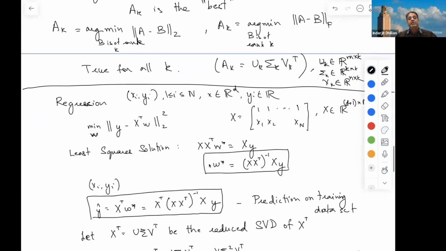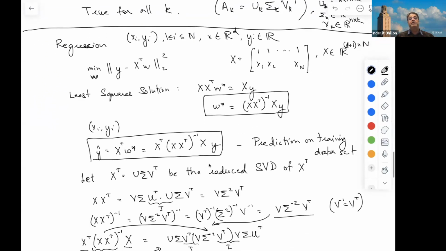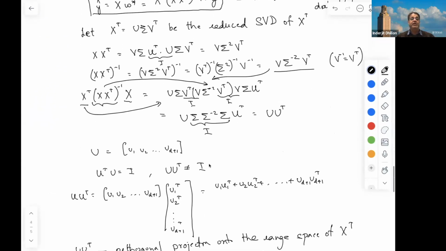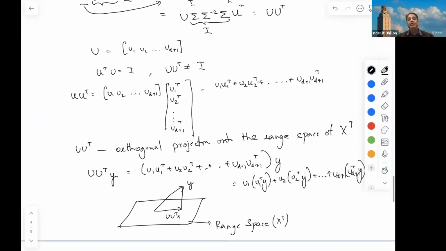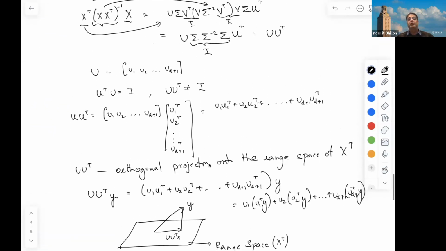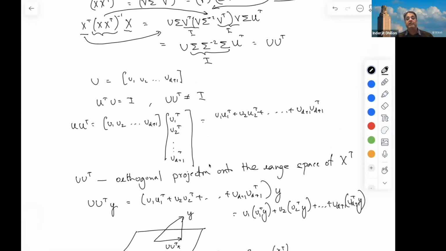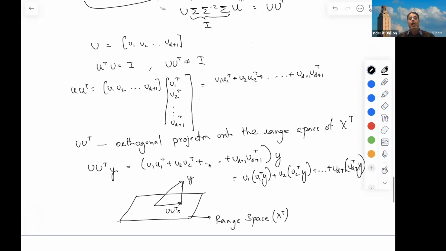Then we went back to least squares regression, and we saw that least squares regression, if you analyze it using the SVD, is actually just the orthogonal projector onto the range space of the design matrix, which is X transpose, which is made of the training samples.